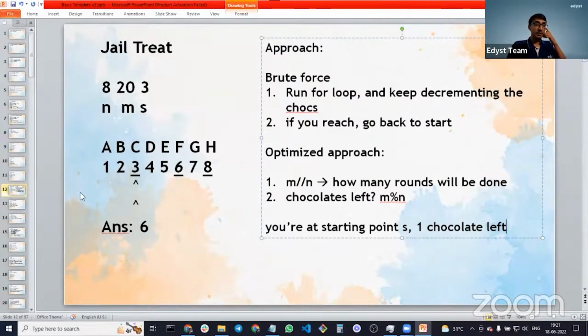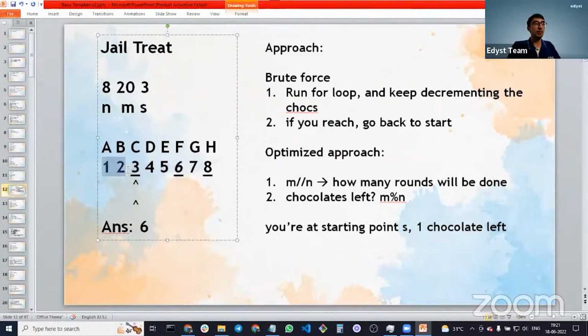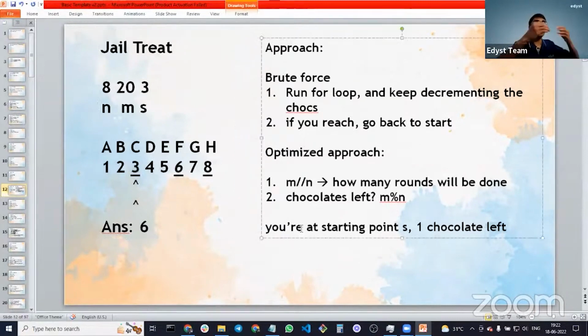Not D. Let's say there were 17 chocolates to give. 2 rounds went in giving everybody. So 1 to 8 happened here, another 1 to 8 happened here. 2 rounds went. One chocolate is left. S is the one who's going to get it, because you're at the starting point again. If you have just one chocolate, S will get it.